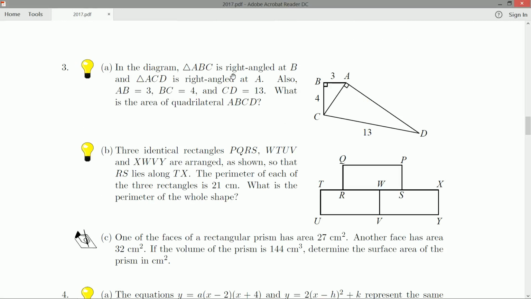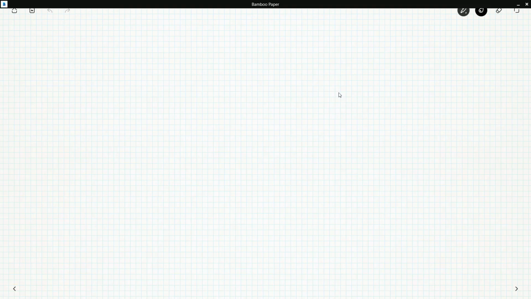In the diagram, ABC is right-angled at B, and ACD is right-angled at A. Also, we've got some lengths, 3, 4, and 13. What is the area of quadrilateral ABCD? Well, they've nicely broken it up for me into 2 triangles. I'm very comfortable with the area of triangles, especially when they're right-angled. So let's just copy our picture.